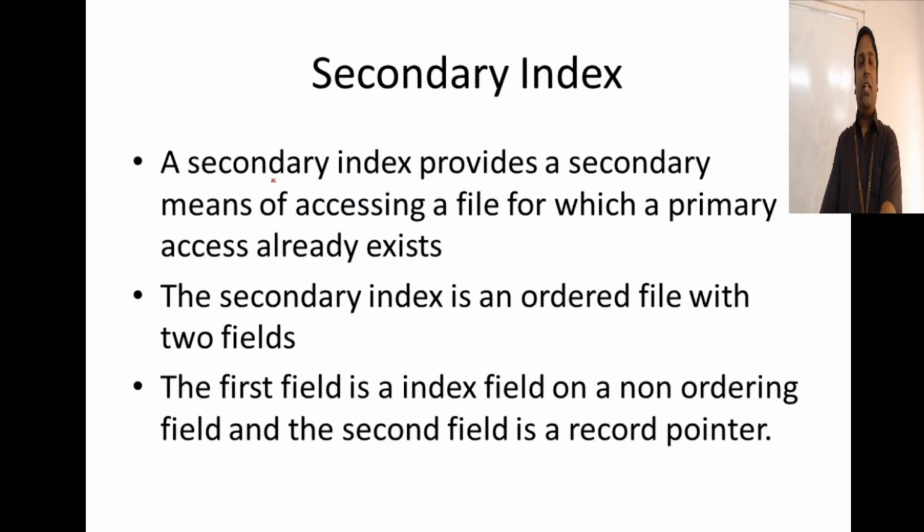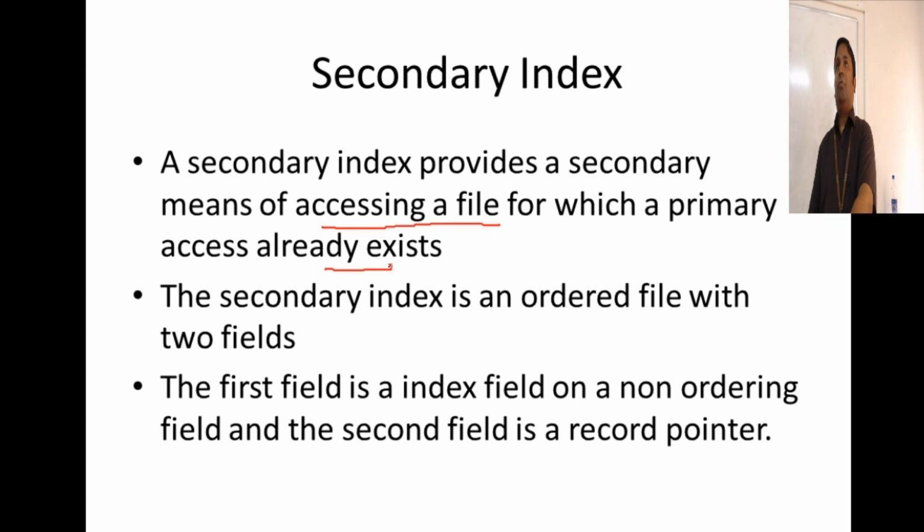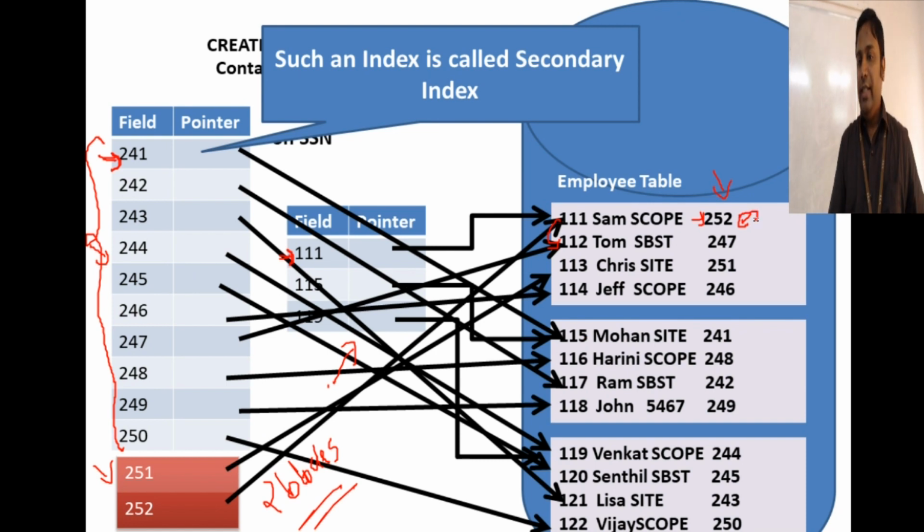So let's go and take a look at certain terminologies. A secondary index provides a secondary means of accessing a file for which the primary access already exists. Already we have an index on the primary key. Now we have created an index on the SSN, that is the alternate key. The secondary index is an ordered file with two fields. See, this is very important. The actual organization of the data is unordered, but the index itself is ordered. So you create an index and you order it. And one more important thing, every search key should be present here.